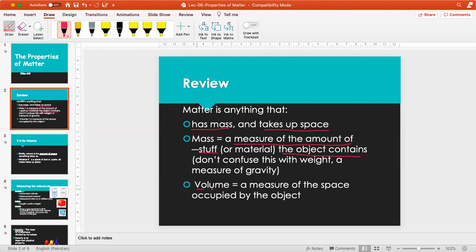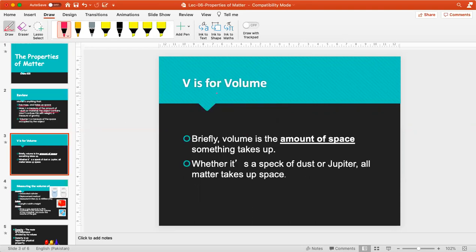Then we come to the volume. Volume is a measure of the space occupied by the object. So when you put your laptop on the table, the space which is occupied by the laptop is actually its volume. So next we go to the slide. V is for volume. So briefly, volume is the amount of space something takes up. So whether it is a speck of dust or a Jupiter, all matter takes up space.